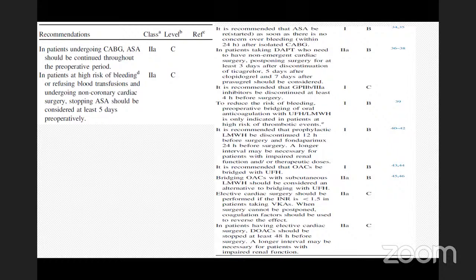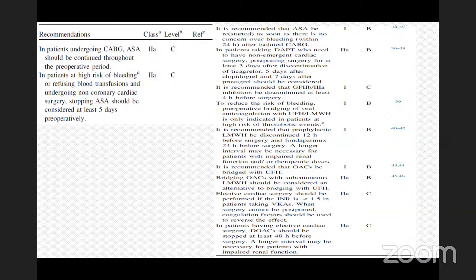To reduce the risk of bleeding, preoperative bridging of oral anticoagulation with unfractionated heparin or low molecular weight heparin is only indicated in patients at high risk of thrombotic events. This is class 1, level B. It is recommended that prophylactic low molecular weight heparin be discontinued at least 12 hours before surgery, and for fondaparinux, 24 hours before surgery. A longer interval may be necessary for patients with impaired renal function and therapeutic doses. And this is class 1, level B.